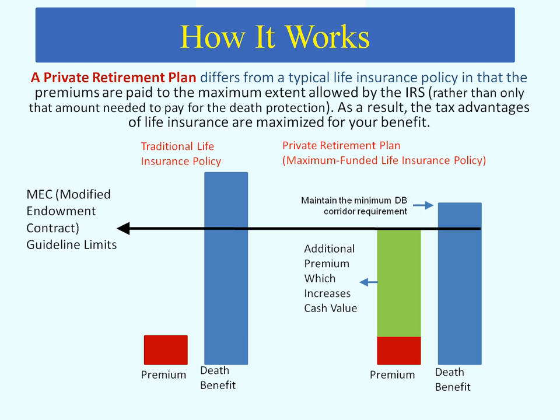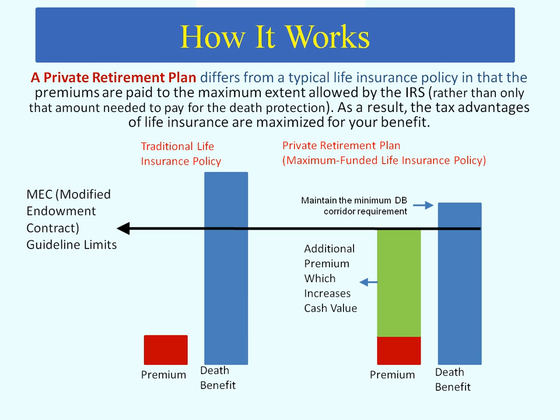Now, the thing we have to watch out for, of course, is funding this too quickly or putting too much money in, which would create what's called a modified endowment contract. If that were to happen, we would actually be in a situation where if we tried to take money out of the contract, it would be taxed and, in fact, penalized if we were under age 59 and a half. So we want to avoid that at all costs.